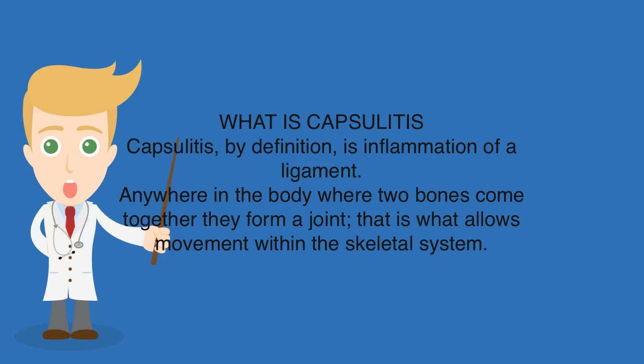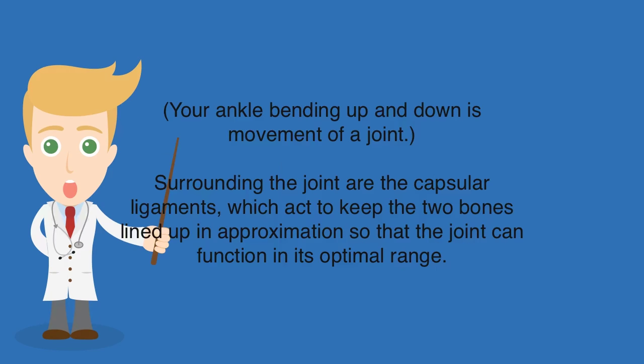Anywhere in the body where two bones come together they form a joint, that is what allows movement within the skeletal system. Your ankle bending up and down is movement of a joint. Surrounding the joint are the capsular ligaments, which act to keep the two bones lined up in approximation so that the joint can function in its optimal range.